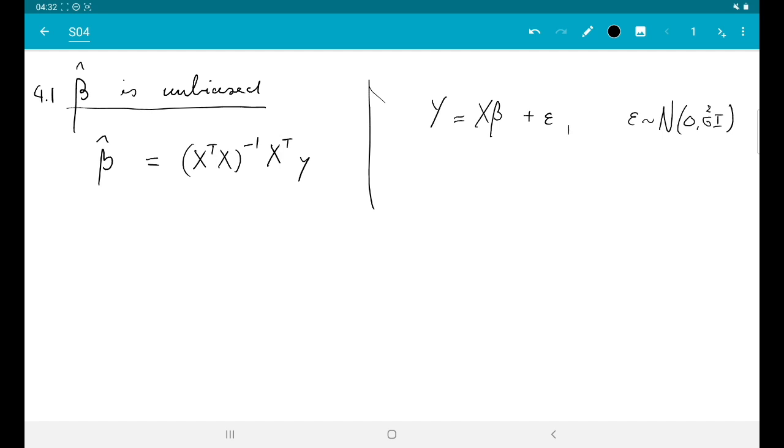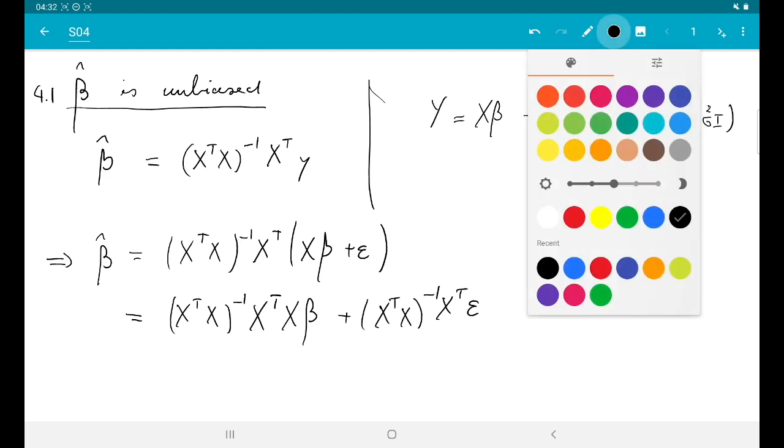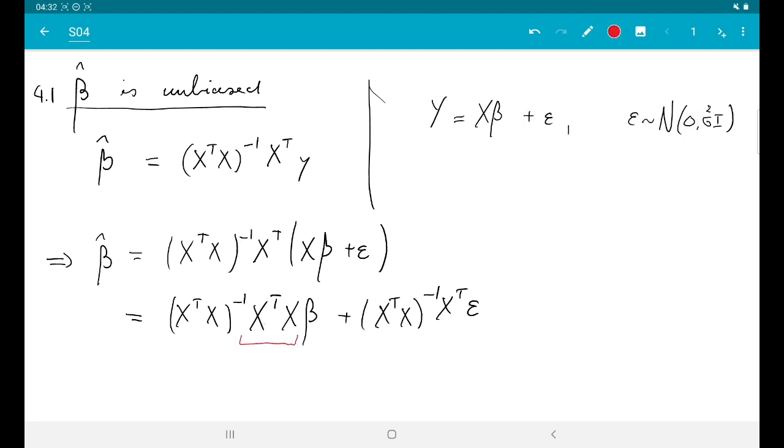Good, and what we need to do basically is to plug these two equations into each other. So using capital Y from the model in place of the data little y, we get beta hat is (X transpose X) inverse X transpose (X beta plus epsilon). And I split these brackets here, so I get (X transpose X) inverse X transpose X beta plus (X transpose X) inverse X transpose epsilon. And now you can see this here. It's a matrix of which we have the inverse here. So matrix inverse times matrix is identity, and the whole thing cancels. That simplifies things considerably. That is beta plus the old term (X transpose X) inverse X transpose epsilon.